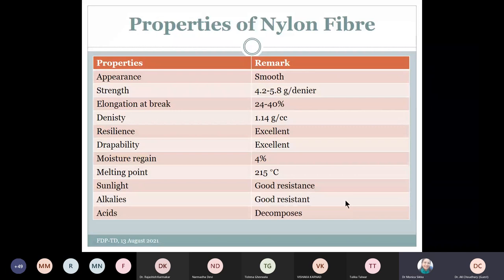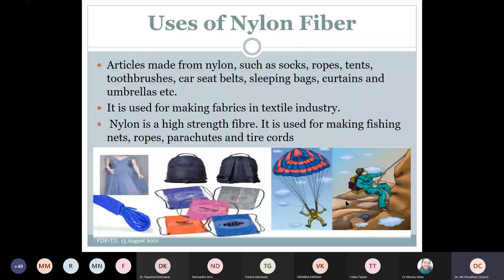Yes, sir. Okay. So, properties of nylon fiber. Here you can see the strength range, elongation at break, and also the density, which is low, 1.14. Resistance is excellent. Because of the synthetic nature, in comparison with other natural fibers, these man-made fibers have more resistance toward all influencing factors like light and so on. Here you can see the use of nylon fibers, and the products which can be made and manufactured from nylon fibers.